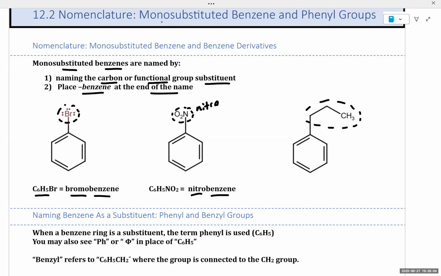Likewise, if we have a 3-carbon group, which is a propyl group, how would we name this compound? Well, this would be called propylbenzene. So you name whatever group is attached to the benzene ring, and then you name benzene at the end of the name. If it's a bromine group, bromobenzene. If it's a nitro group, nitrobenzene. If it's a propyl group, propylbenzene.